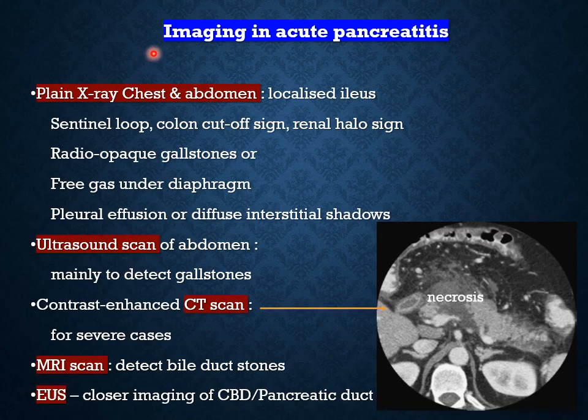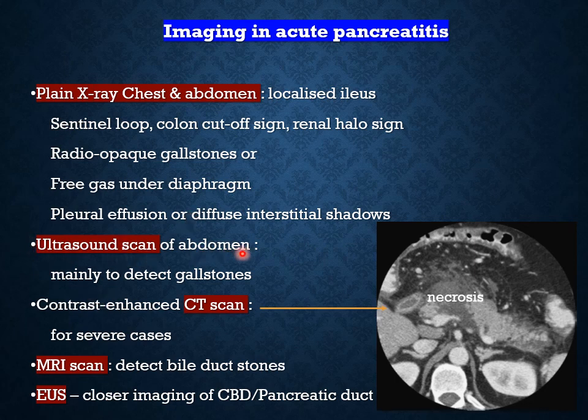Next, we come to the imaging in acute pancreatitis. Plain X-ray and chest X-ray are important. You can detect local ileus, sentinel loop, colon cutoff sign, and renal halo sign. These are all important radiological signs. An X-ray may show the presence of a gallstone. Chest X-ray especially is very important to diagnose free air under the diaphragm, because perforated peptic ulcer is a common differential diagnosis. X-rays will also detect pleural effusion and diffuse interstitial shadows. So these are the roles of plain X-ray abdomen.